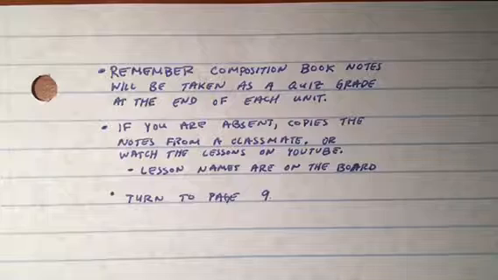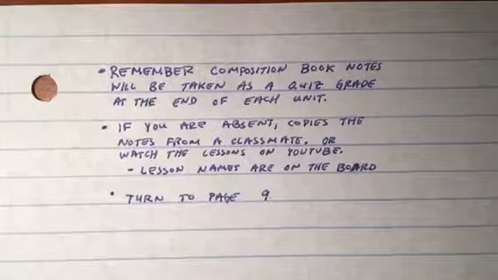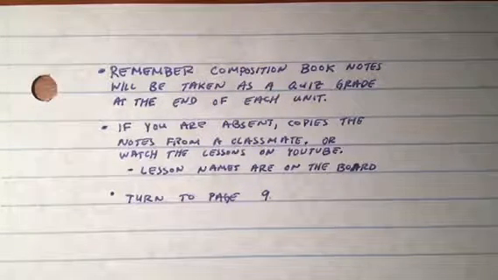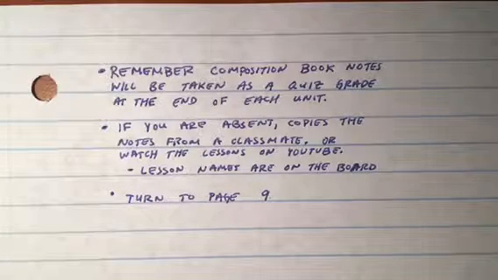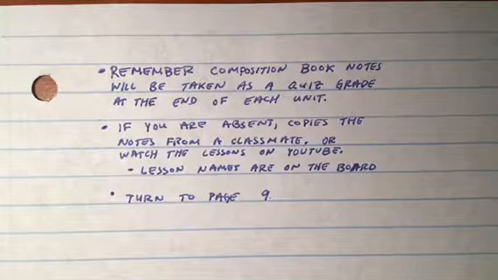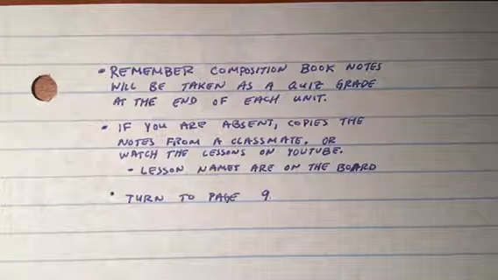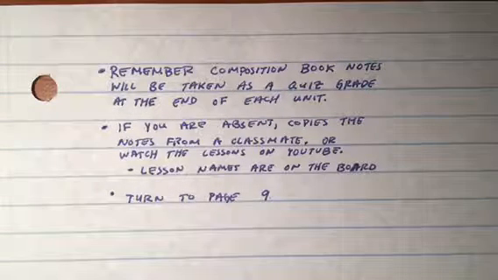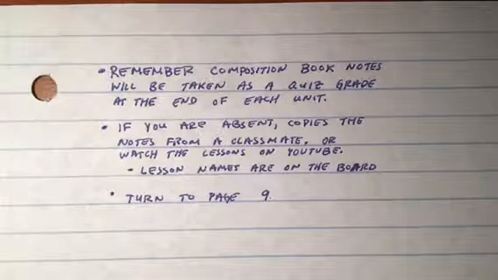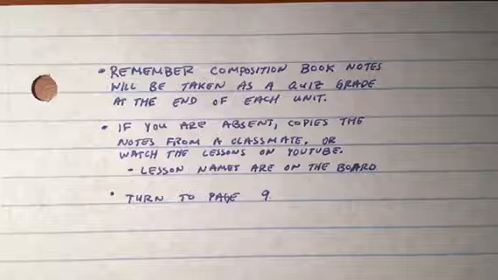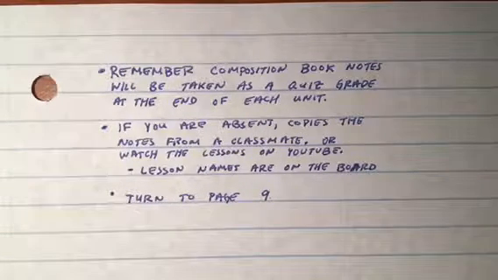Some of you may be reading this already, but I want to remind y'all that composition books are going to be taken as quiz grades after each unit. So if you're not keeping up with your composition book, you're going to want to get those from your classmates and make sure that your book is in the order that it's supposed to be. If it's not, you're going to be penalized for it. It's supposed to be an easy grade. So if you just copy your notes, you should be fine. Remember, if you're absent, you can get it from a classmate.